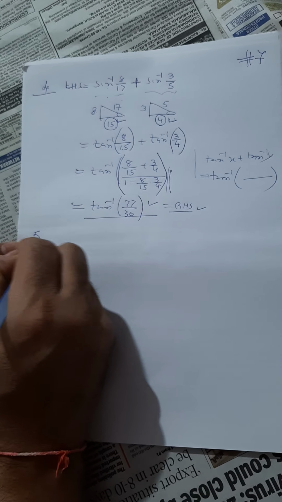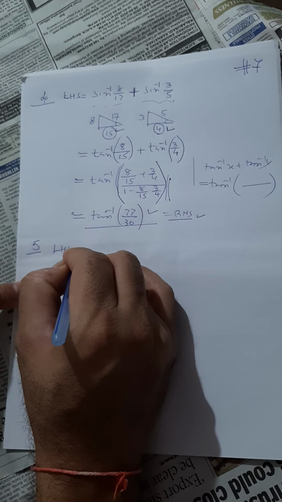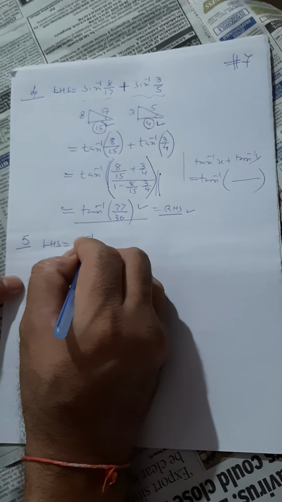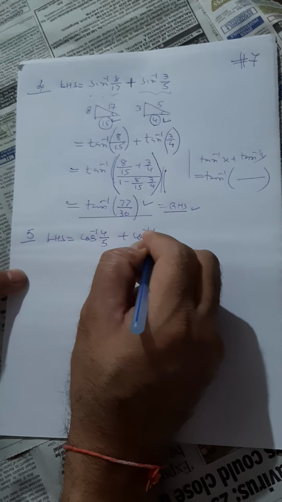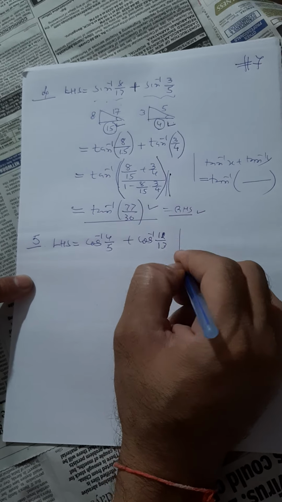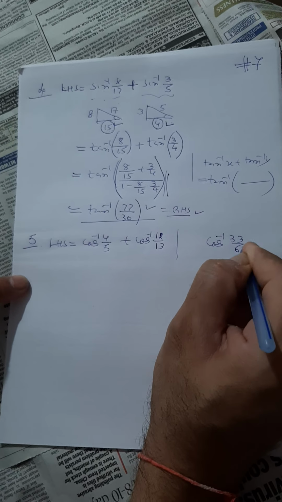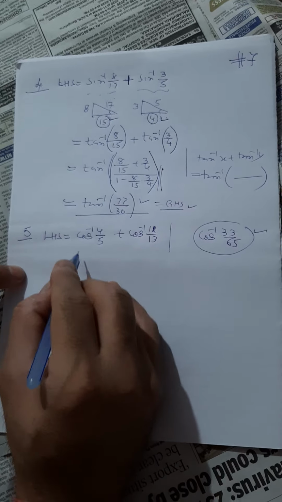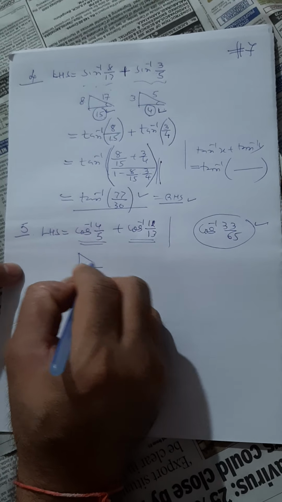Next, question number 5. The left hand side is cos inverse 4 by 5 plus cos inverse 12 by 13, and you want to get cos inverse 33 by 65. This is what you want. So the first task is to reduce both of these into tan inverse.